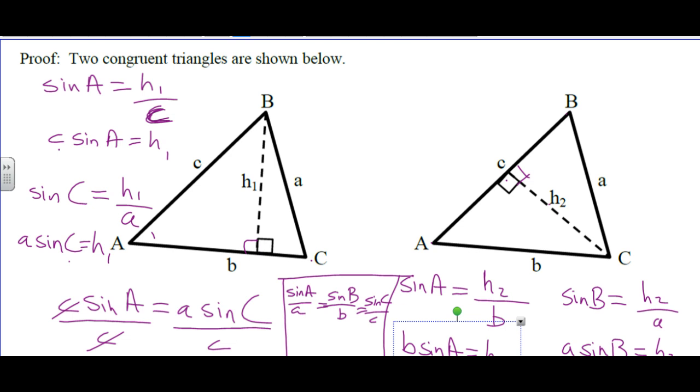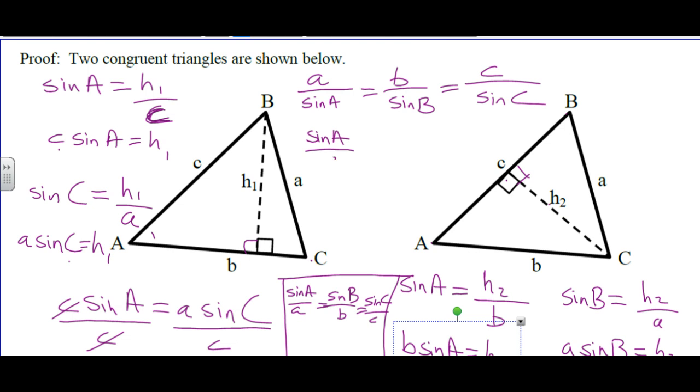And then what that says is, you can write it this way, A over sine A is equal to B over sine B is equal to C over sine C. That's what we give you on the formula sheet, right? And then you can flip it over so that you can write it this way. Sine A over A is equal to sine B over B is equal to sine C over C. Okay, so we give you the top one, you can flip it.